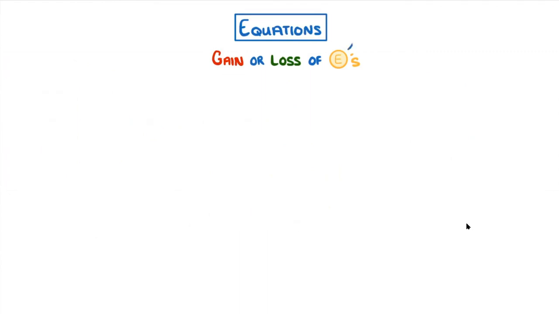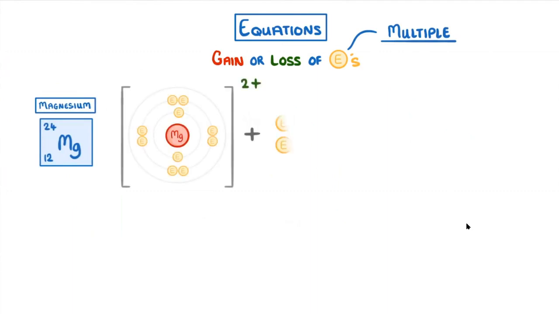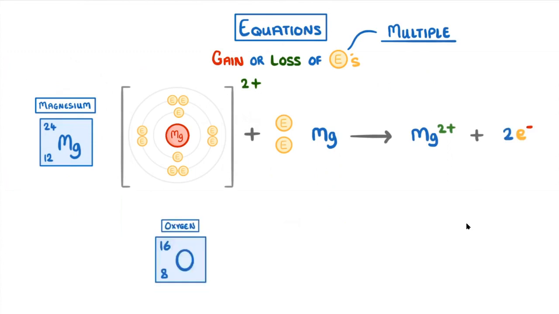Sometimes atoms will lose or gain multiple electrons though. So for atoms like magnesium in group 2, they'll form a 2+ ion and 2 electrons. So we would write Mg goes to form Mg2+ plus 2 electrons. Or for an example of a group 6 element, we could take oxygen and write that oxygen plus 2 electrons goes to form an oxygen 2- ion.